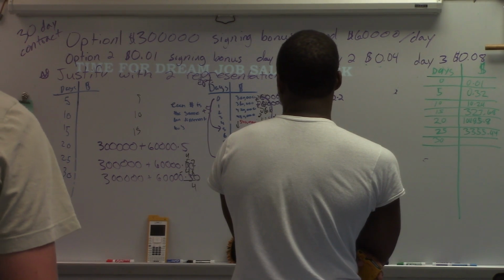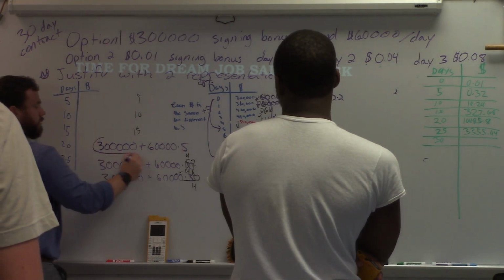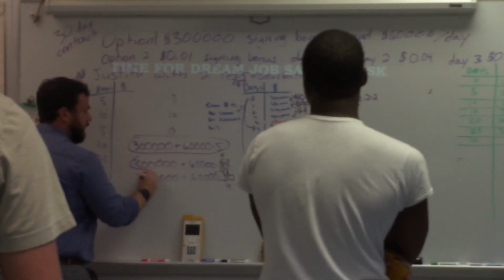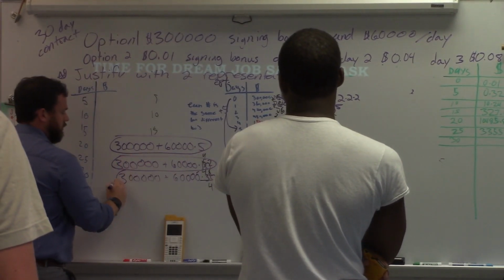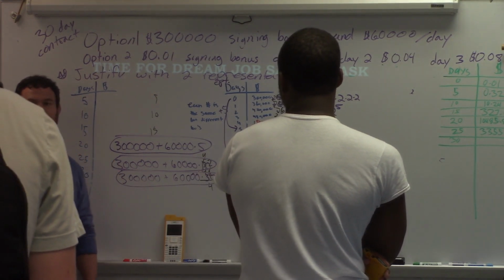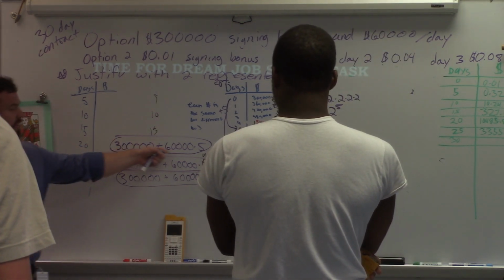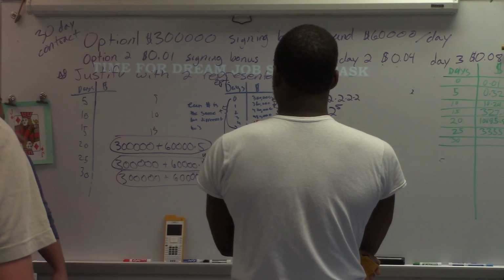Yes, the money changes each day. I'm talking about these expressions. No, they're the same. The multiplication numbers are. The days are different. Okay, the days are different. Is that 300,000 there every time? Yes. Is that 60,000 there every time? Yes, sir. But there's one thing that is changing.